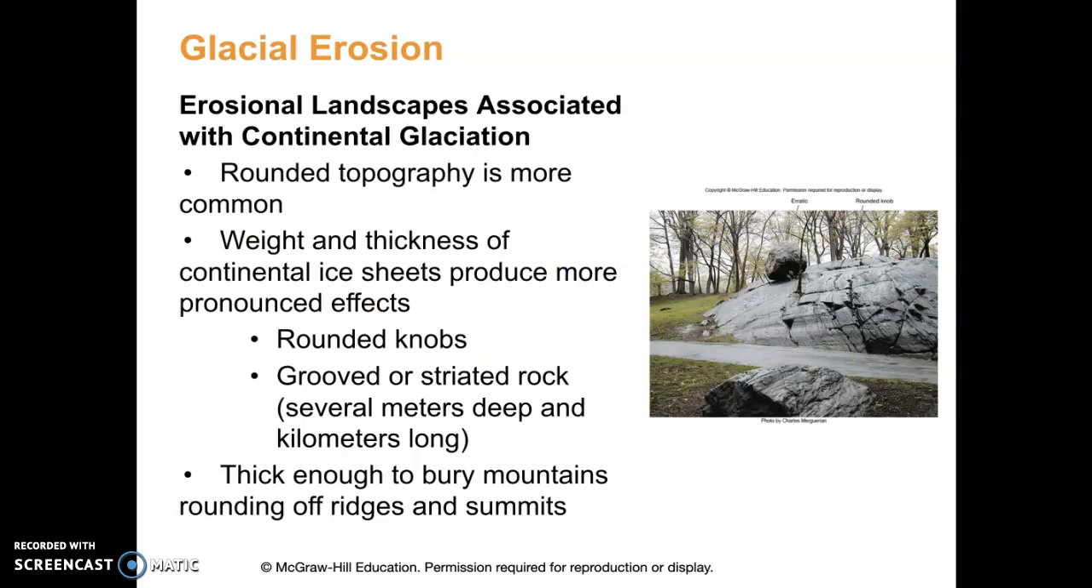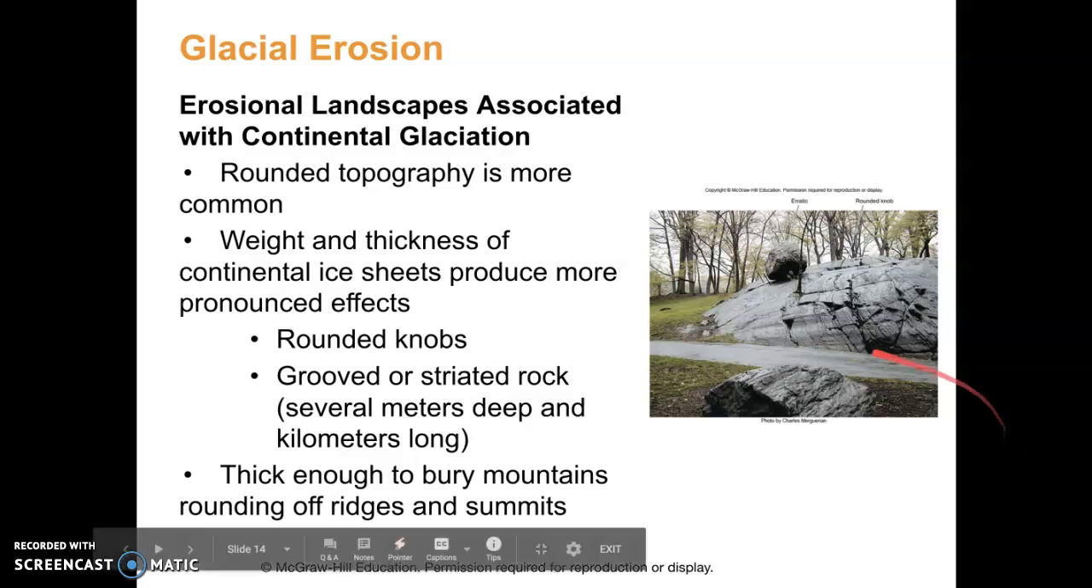When we're looking at more continental glaciation, we have a more rounded topography, and the weight and thickness of the continental ice produces more pronounced effects. You'll have rounded knobs, you'll have grooved or striated rock that's several meters deep and kilometers long, and it's thick enough to bury mountains, rounding off ridges and summits when we're dealing with this type of glaciation. We don't have any good examples out west here, but if you go out east, they're a lot more common.